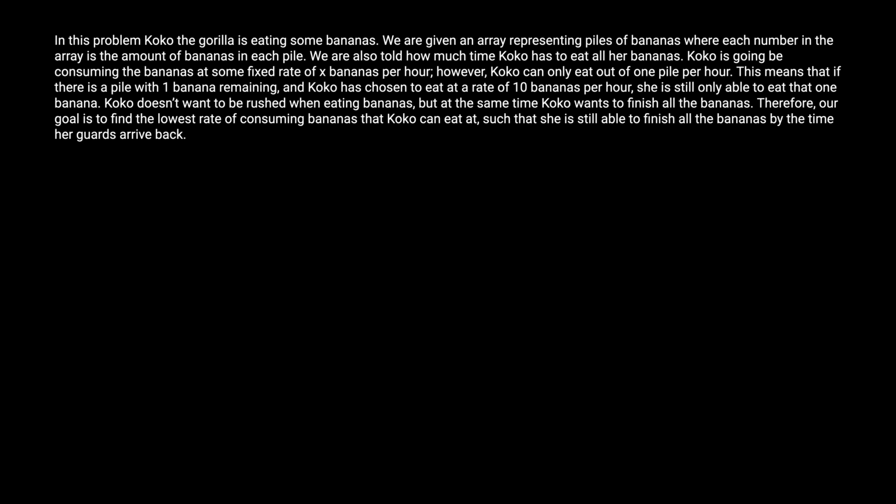However, Koko can only eat out of one pile per hour. This means that if there is a pile with one banana remaining, and Koko has chosen to eat at a rate of 10 bananas per hour, she's still only able to eat that one banana. Koko doesn't want to be rushed when eating bananas, but at the same time, Koko wants to finish all the bananas. Therefore, our goal is to find the lowest rate of consuming bananas that Koko can eat at, such that she's still able to finish all the bananas in the time limit.